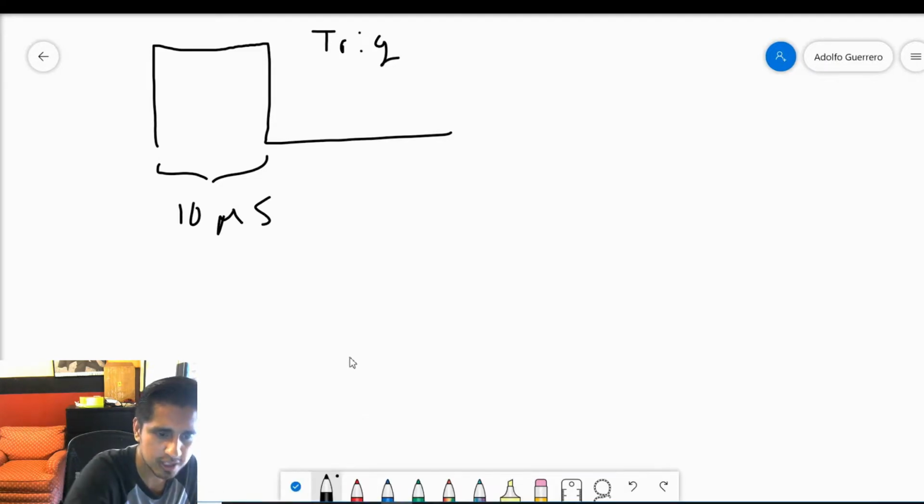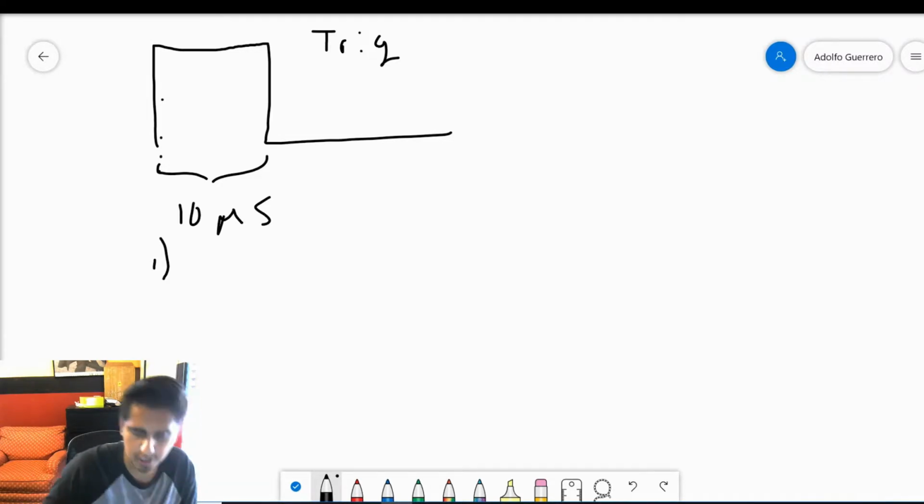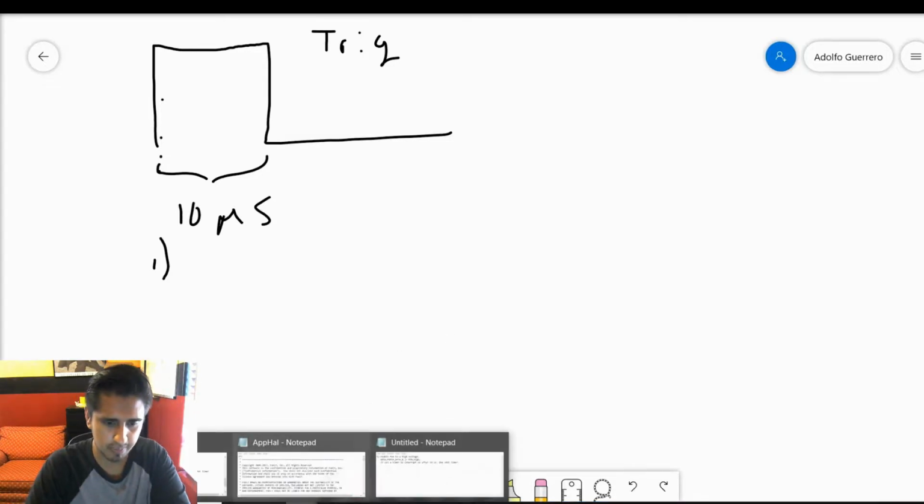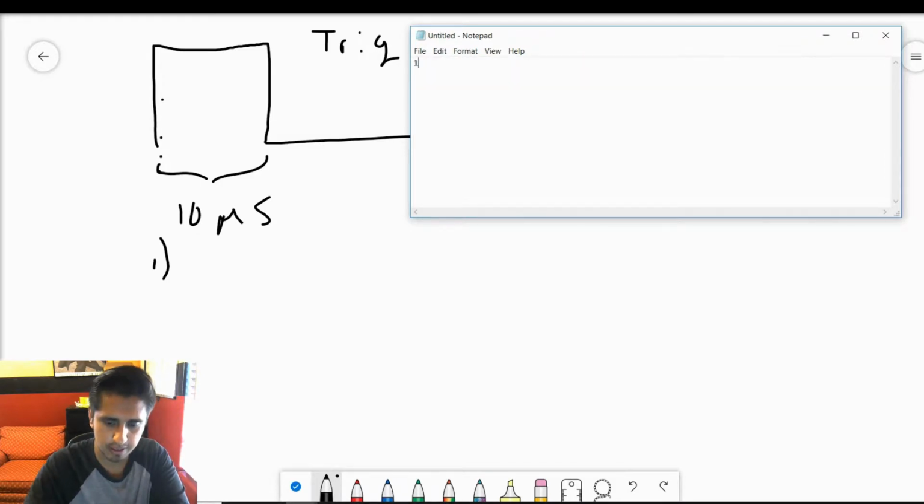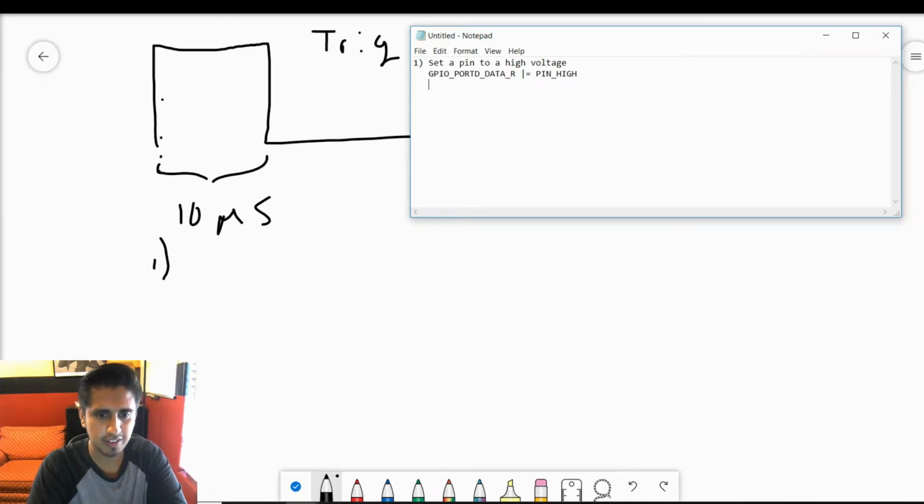And well, how do we do this? The first thing we need to do, in order to define the signal, is set a voltage to high. We're going to do that by using one of the general purpose input-output ports, specifically one of the pins. So the first thing we need to do is set a pin to a high voltage. I'm going to write some pseudocode: GPIO port D data, and then we set the specific pin that you want to use, pin high. And like I said, we have to maintain this for 10 microseconds.